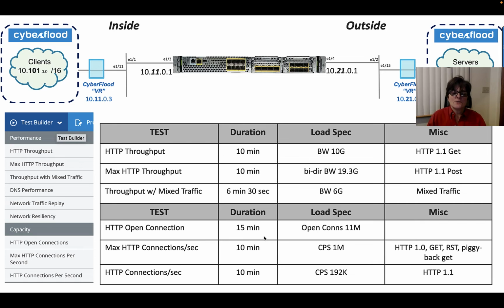For the other tests, it was HTTP open connections. That was a duration of 15 minutes in their template starter. Open connections at 11 million. Max HTTP connections per second was 10 minutes. Connections per second was 1 million. And for max HTTP connections per second, they, of course, are doing HTTP 1.0. They're doing gets. They're doing resets. And I forgot to point out that they're also doing piggyback gets. So that's even more efficient. And then HTTP connections per second, 10 minutes. The default for what they have there for you is 192K, and that's doing HTTP 1.1.